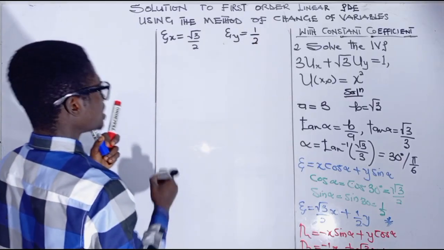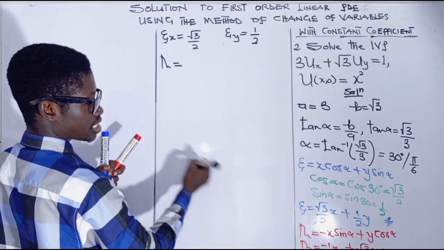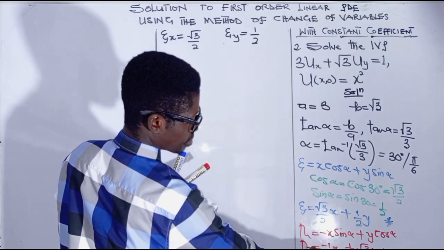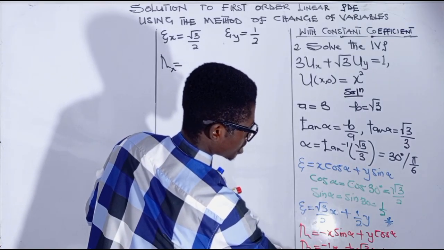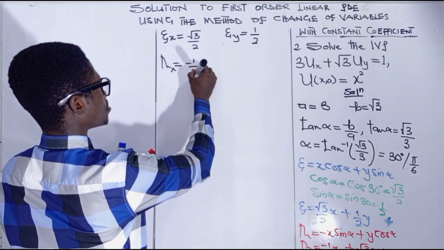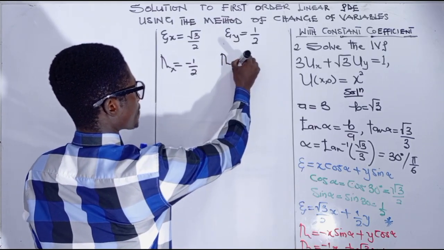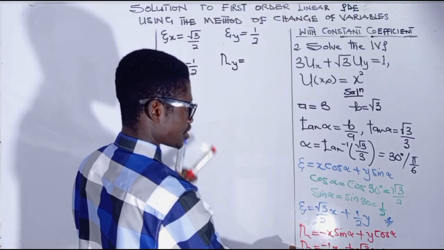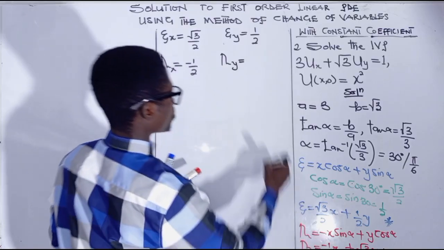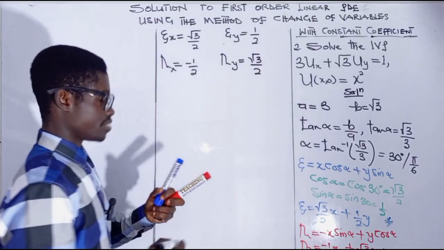Now we are done with xi. Let's move on to eta. We are going to differentiate it with respect to x. So this is eta, and we differentiate it with respect to x. Any function of y becomes a constant, so this will give us 0, and we'll be left with minus 1 all over 2. Then we also take the partial derivative with respect to y. We are differentiating eta with respect to y. Any function of x becomes a constant, so this will give us 0, and we'll be left with root 3 all over 2.